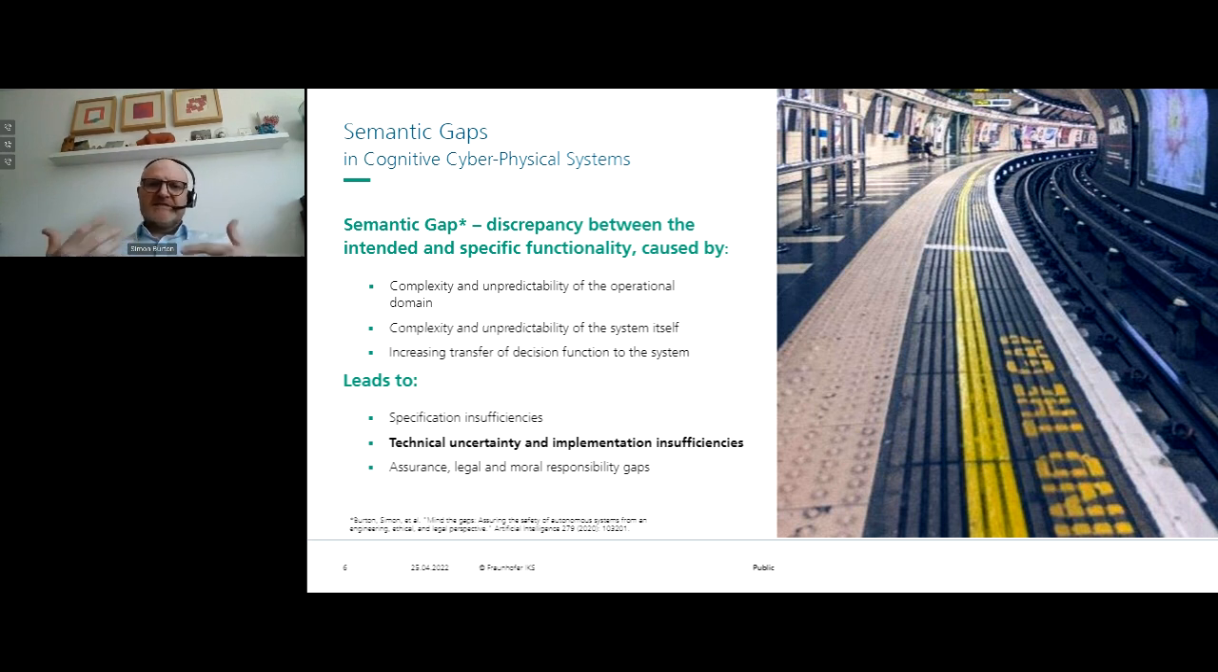And these semantic gaps, this discrepancy between the intended functionality and that which we can specify and therefore also test, leads to effectively a set of problems in terms of determining whether or not we've completely specified our system, but also they can lead to certain technical uncertainties and problems in the implementations of the systems, which further on can lead to gaps in our ability to argue the safety of such systems, including ambiguities regarding the legal responsibilities in the operation of such systems, and going as far as what we would call moral responsibility gaps. In other words, who is at fault if the system misbehaves?